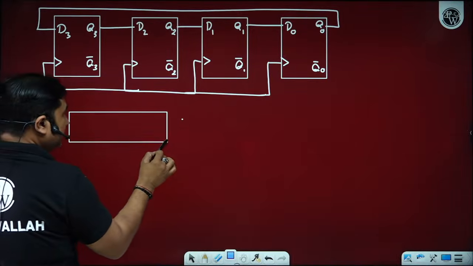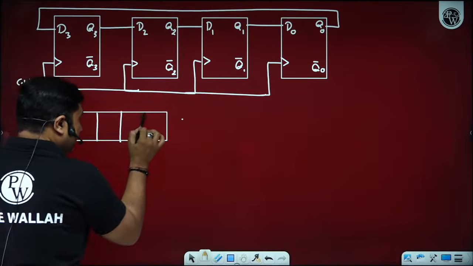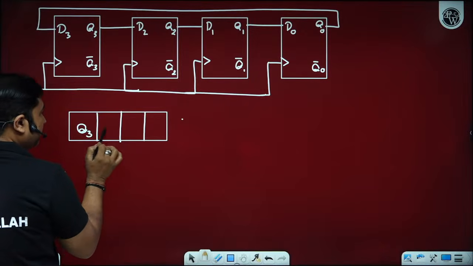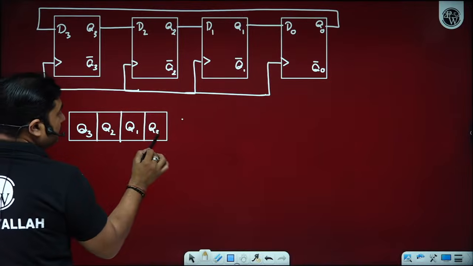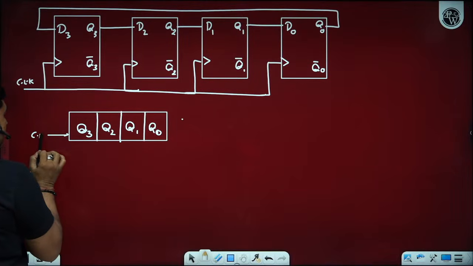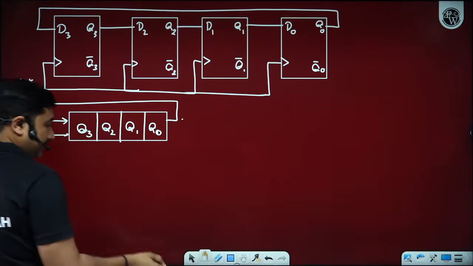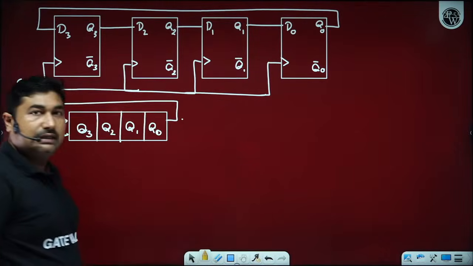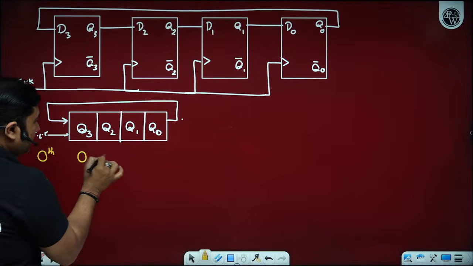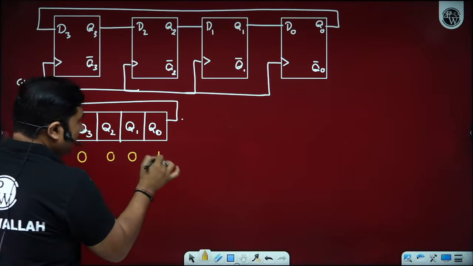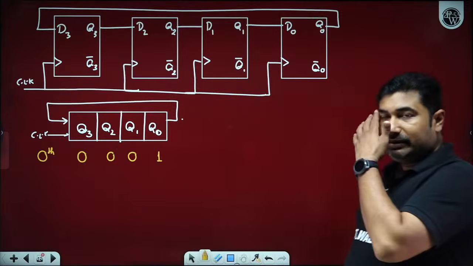It is very simple. It's just a simple shift register where Q3 is shifted to Q2, Q2 is shifted to Q1, and Q1 is shifted to Q0 on application of the clocks, and Q0 is connected to D3. So on the 0th clock pulse, if we consider the initial state to be 0, 0, 0, 1, in the ring counter only one flip-flop output is 1, and the remaining are 0.